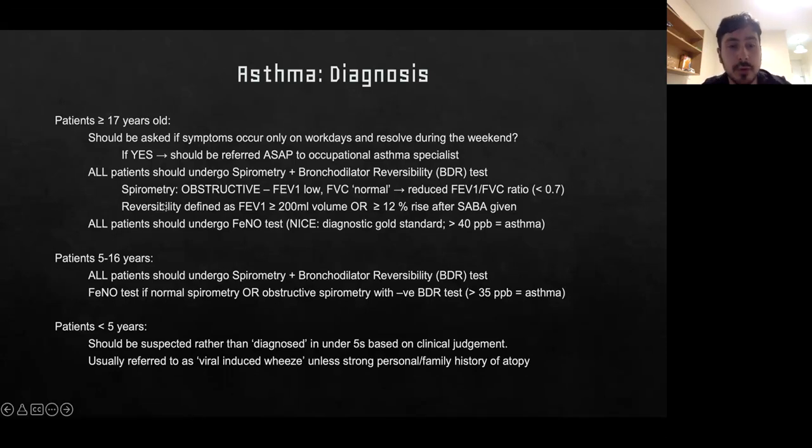Reversibility after taking the bronchodilator like salbutamol can show either a 200 ml volume increase or a 12% rise. Patients can also undergo FeNO testing, so 40 parts per billion is the cutoff. For younger pediatric patients, it's 35 for the FeNO testing, and patients less than 5, you do not diagnose them with asthma. You'll have more of this, of course, in the following weeks, but they should be referred to as viral-induced wheeze. And of course, this can develop into asthma, but you don't do these investigations under 5 years old.